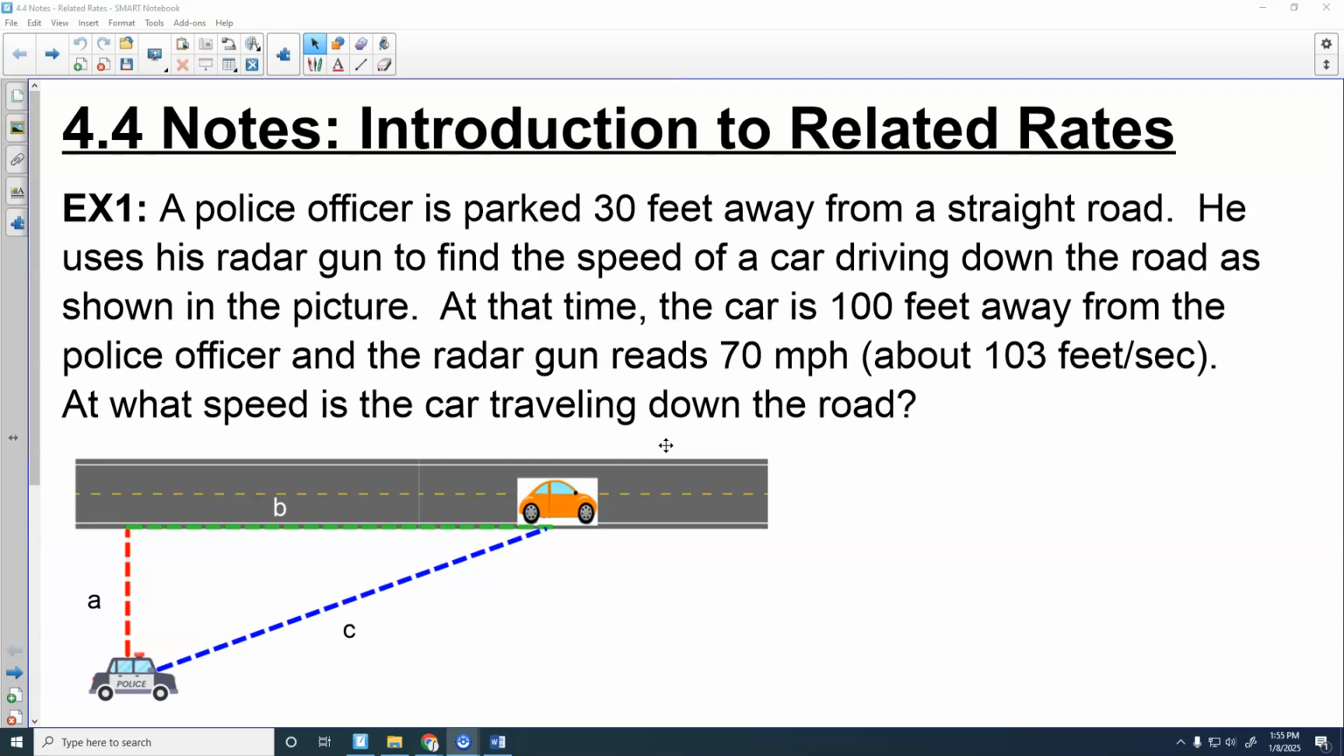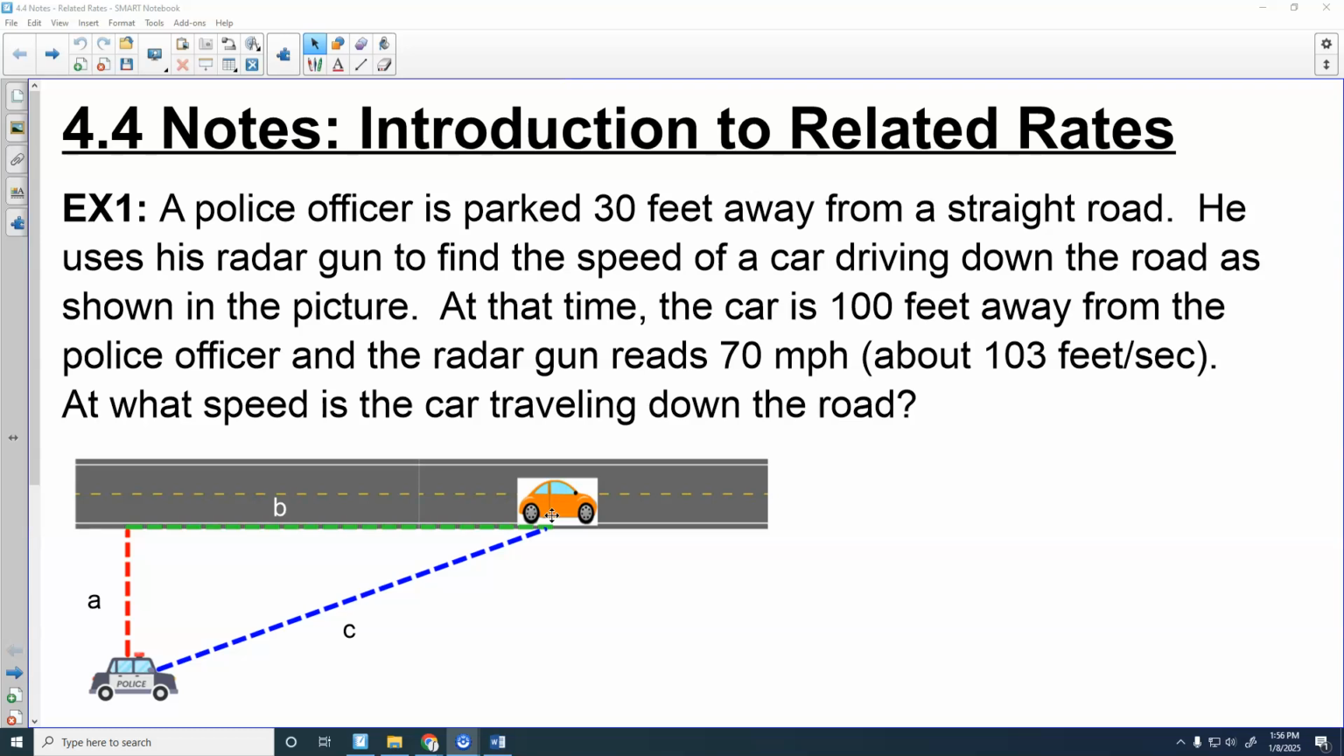So a police officer is parked 30 feet away from a straight road. He uses his radar gun to find the speed of a car driving down the road as shown in the picture. Now, I am not an expert on police radar, and they probably have something better that accounts for this. But we're going to assume that they're just using a little radar gun like you use for baseballs or something like that. In which case, what this police officer is finding is really the speed at which the car is moving away from him, not the speed at which the car is moving down the road. Those two things are not the same.